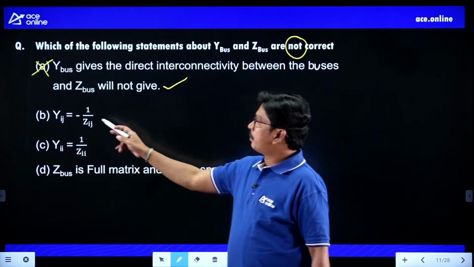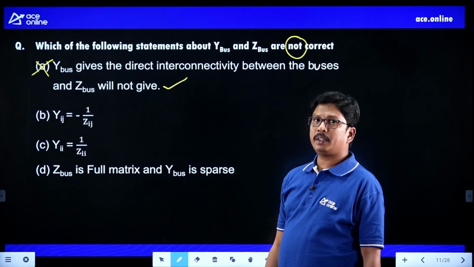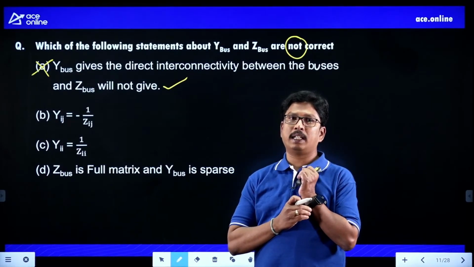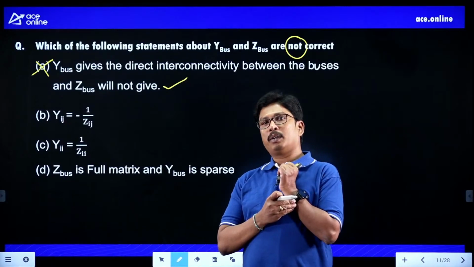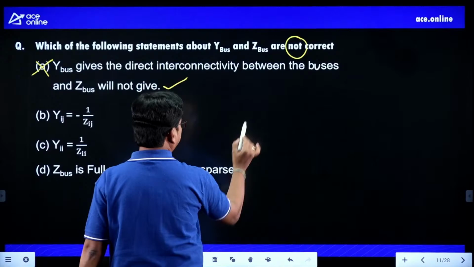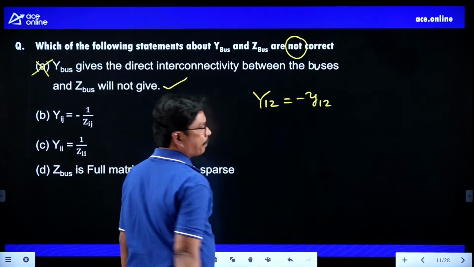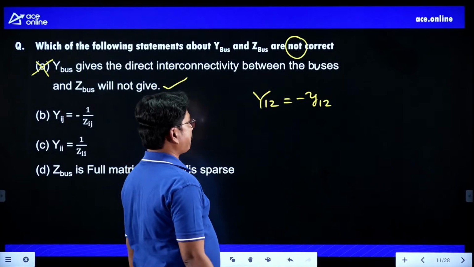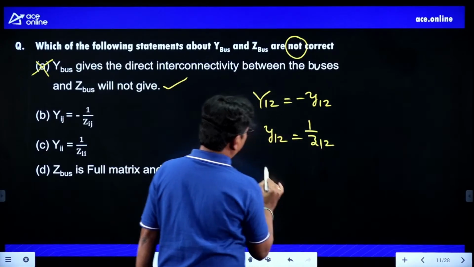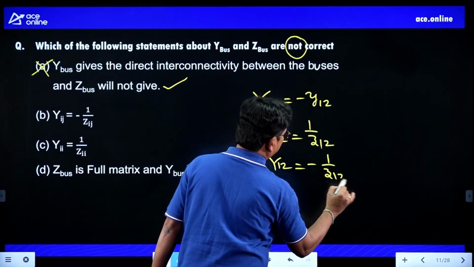And what about Yij is equivalent to minus 1 by Zij? If you want to calculate Yij, suppose capital Y12, you have to take the negative of small y12. What is small y12, students? It is 1 by Z12. Therefore, capital Y12 is minus of 1 by Z12.